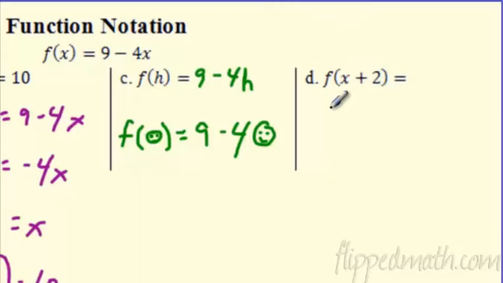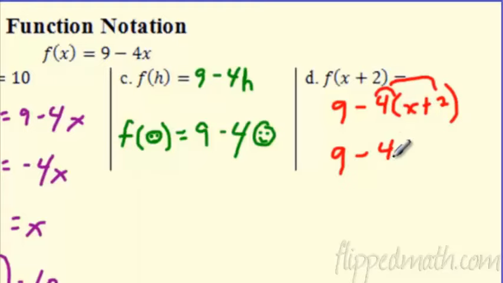So what about the f of x plus 2? Well, you're going to do the same thing. You're going to say it's 9 minus, wherever there's an x, replace it with x plus 2, and then just distribute that out. If you distribute the 4, you get negative 4x minus 8. Combine like terms here, you've got negative 4x plus 1.